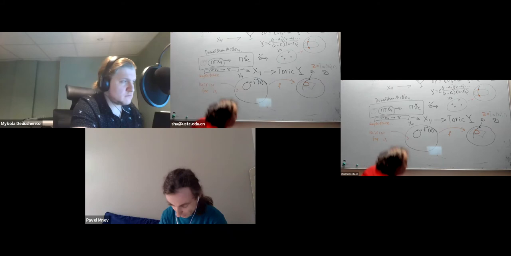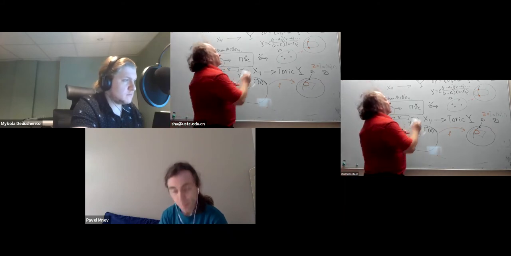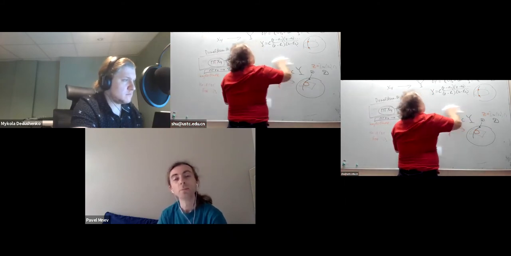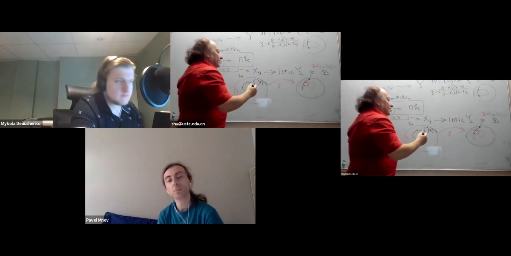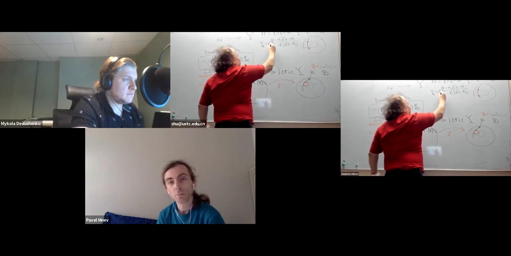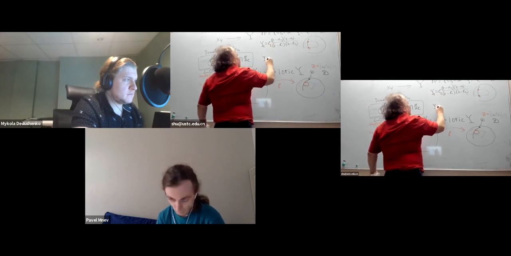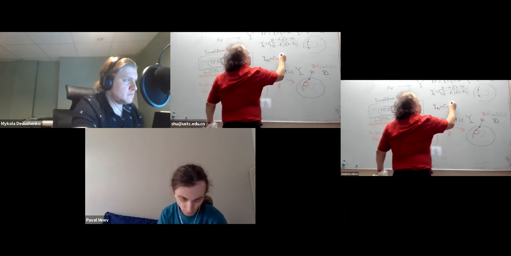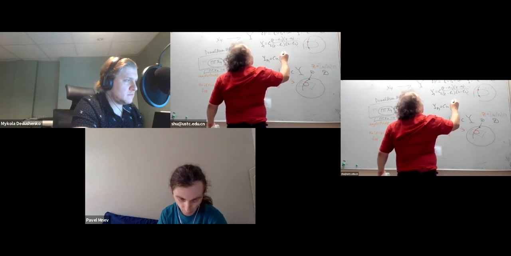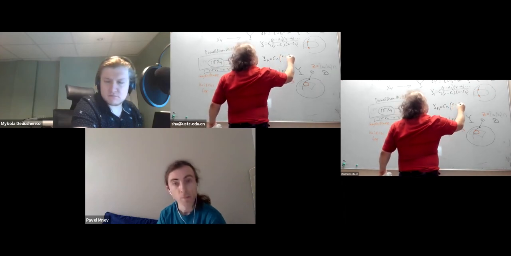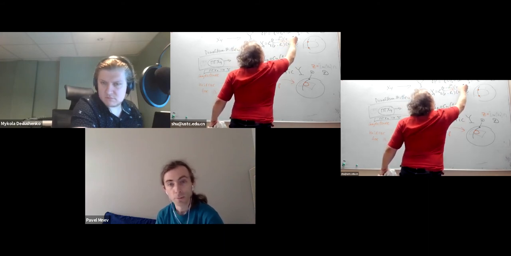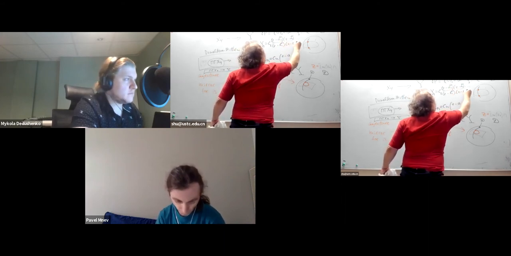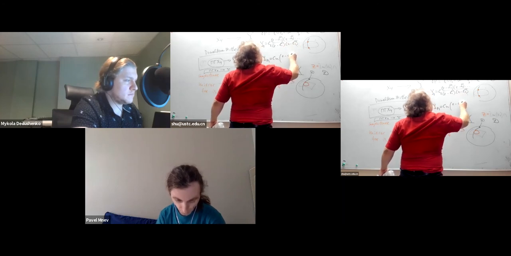So, in a more general case, suppose you don't want to study just CP1, study CPN. You have I1, etc., IN, CN, Z minus, so here is one. And here is N.